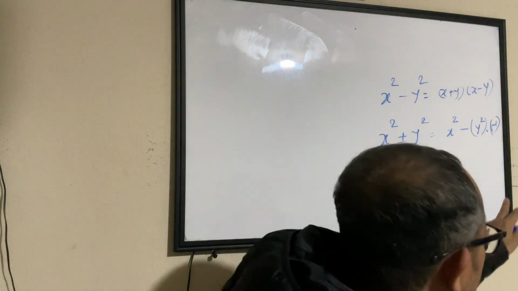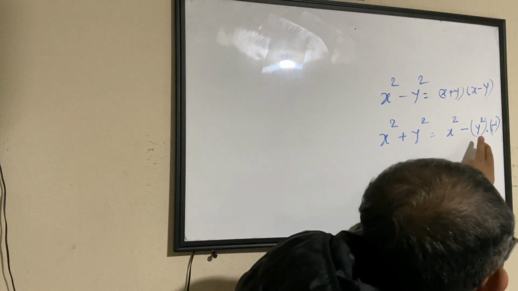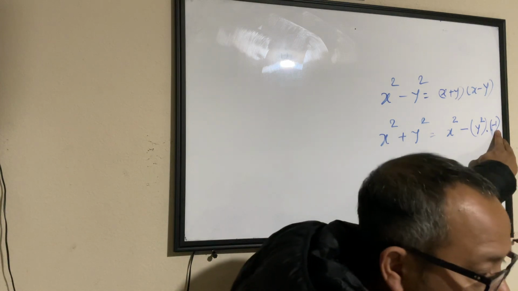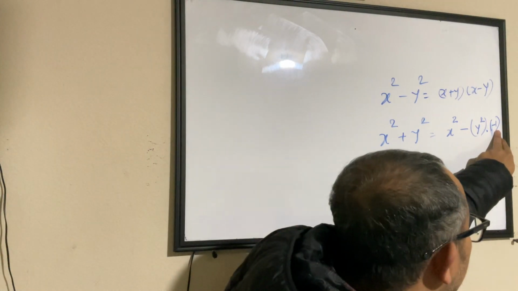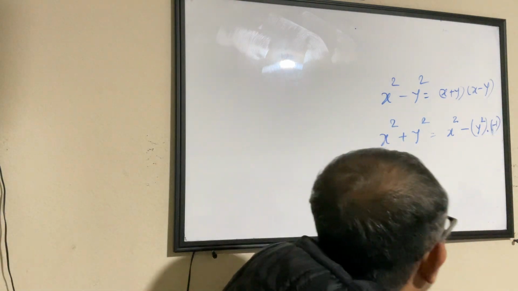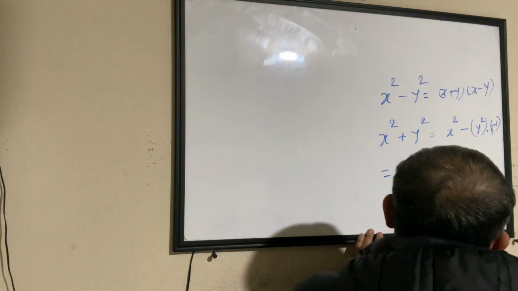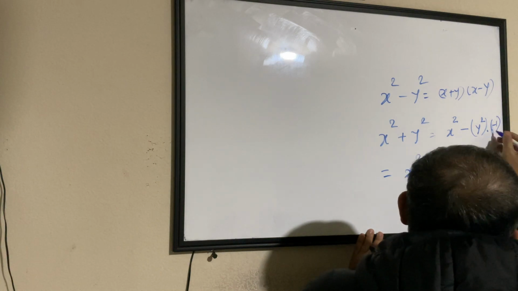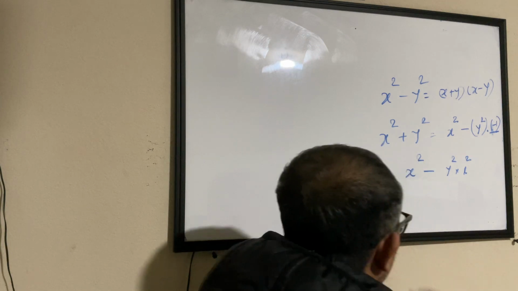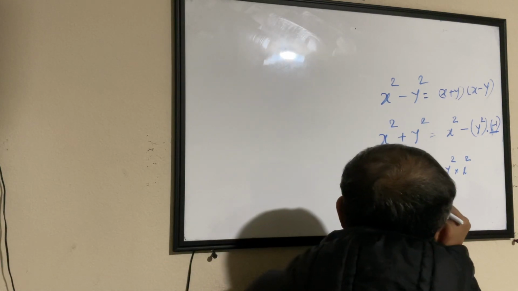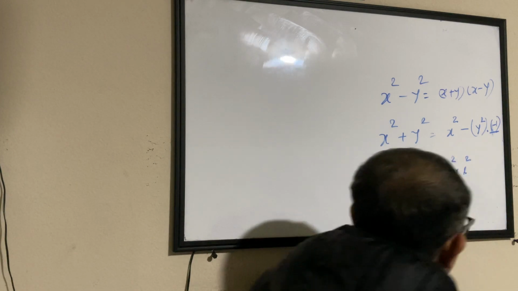Can we say like this? x squared plus y squared is x squared minus y squared times minus 1. We can do that? Yeah, I think that makes sense, sir. So that will become x squared minus y squared into minus 1, which is nothing but i squared. So now I have x squared minus i squared y squared.